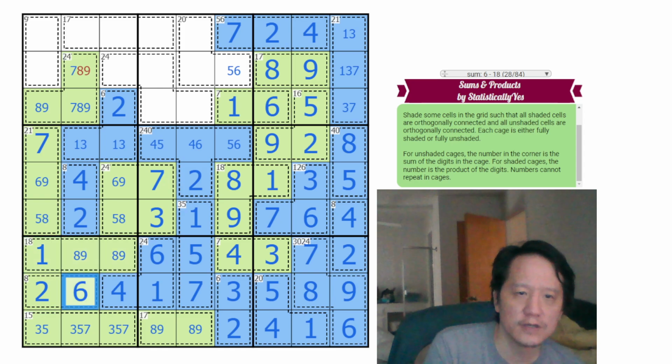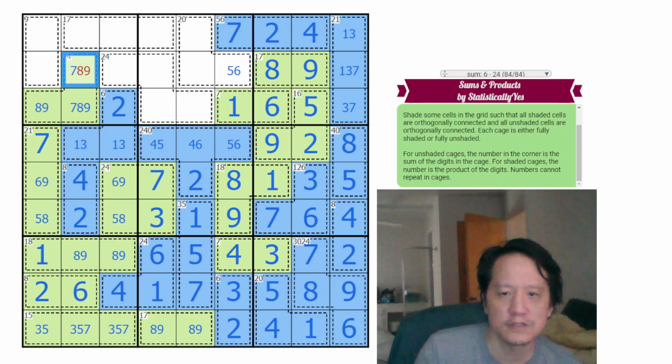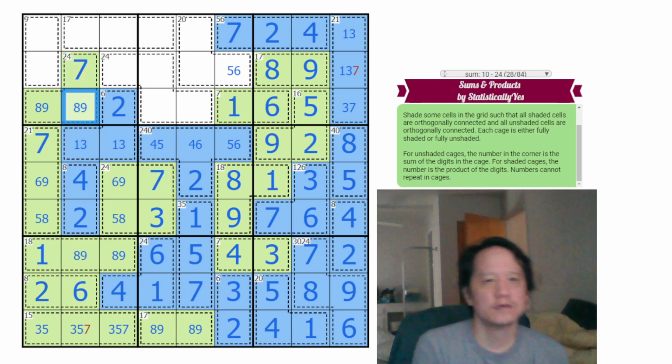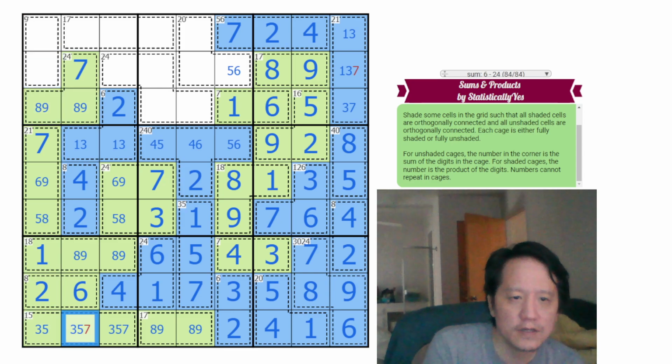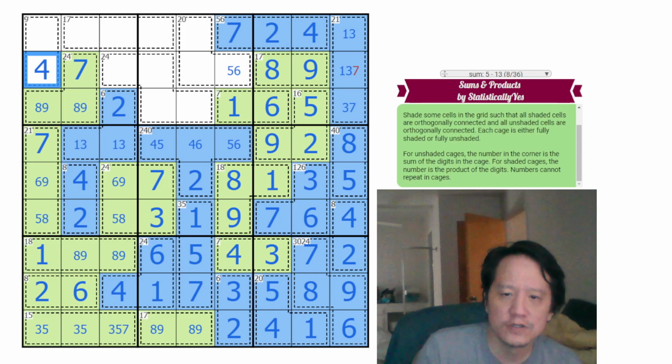This can't be 1. This can't be 1. So this is the 7. And this is 8 and 9. This is 8 or 9. 7. This has to have a 4. Since it has to have a 4, this has to be addition. So this is also unshaded. And this is 5.